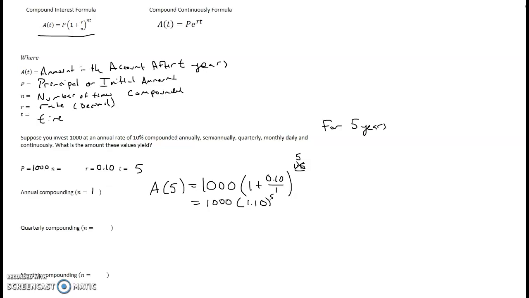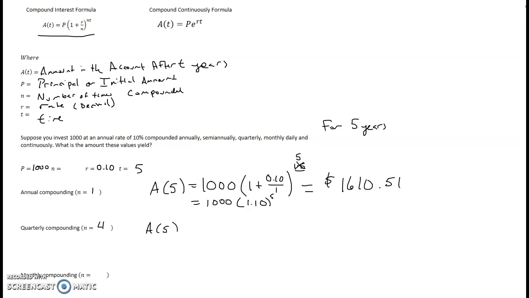And I'm just going to work this out in the calculator. 1,000 parentheses 1.10, and that's raised to the 5th power. After 5 years, if we had that interest rate, the amount in the account would be $1,610.51. How about if we compound quarterly? Well, everything about this is going to stay the same except for the number of times we're going to compound. If it's quarterly, n would be 4.